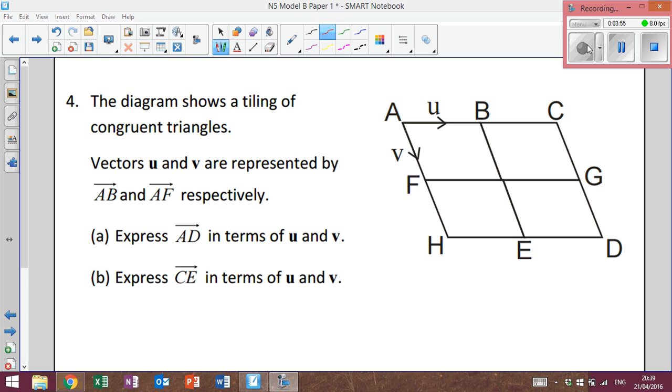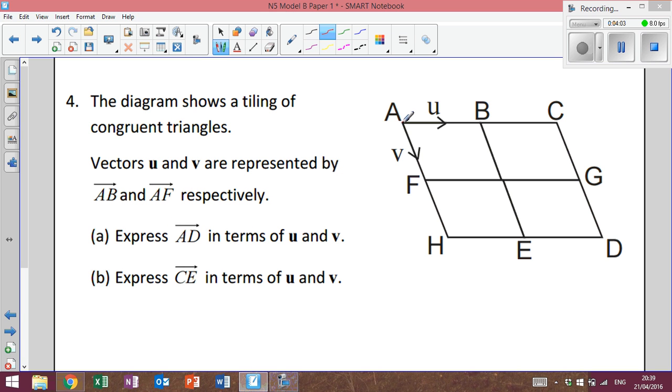This one here is quite an unusual question, but I think as soon as you get it, you realize it's quite straightforward. For part A here, express AD in terms of u and v. So we've got to work our way from up here to down here, but we can't go direct because we don't know those vectors. We have to work our way using the vectors u and v. Now the key point here is that these are congruent rectangles, they're not triangles, that's a typo. They're congruent rectangles, as in they are all the same. So that is u, that is u, and so on, and the same with the v's.